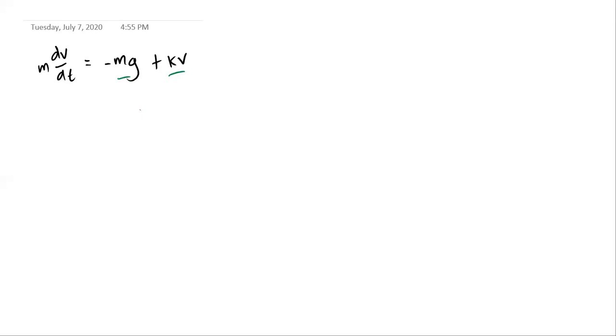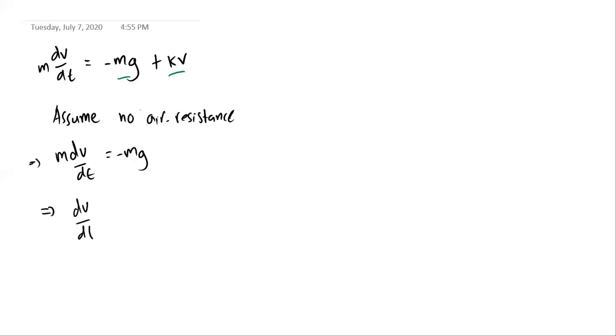Now, in the previous video, we did this example where we assumed that there was no air resistance. What we got from that is that this model simplified to m dv/dt equals negative mg. Since m is not equal to 0, we can divide both sides by m, and it simplifies to dv/dt equals negative g.